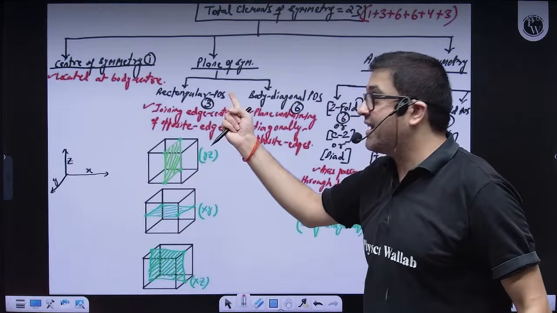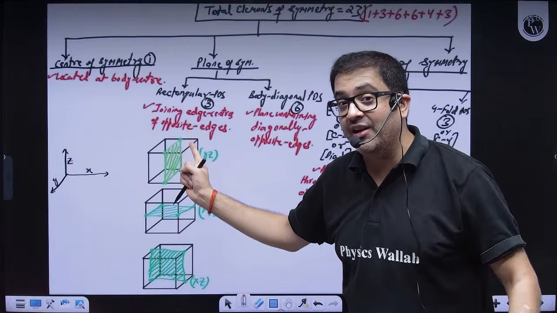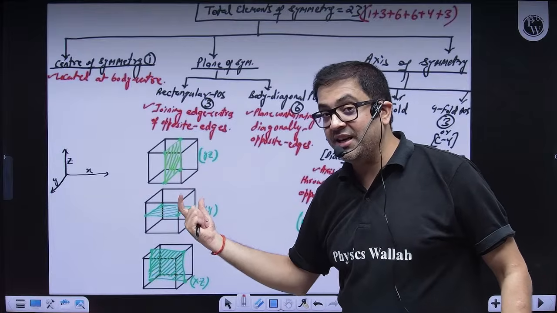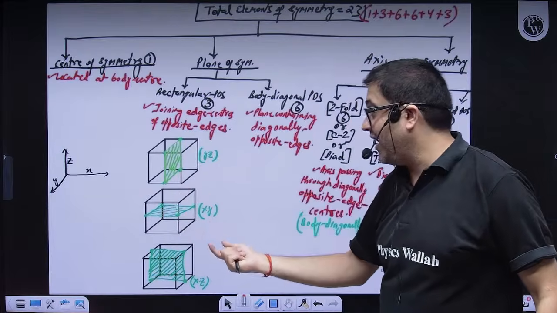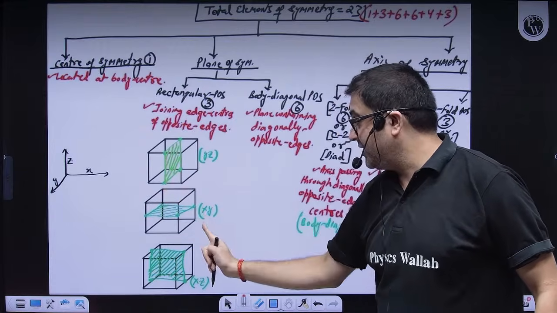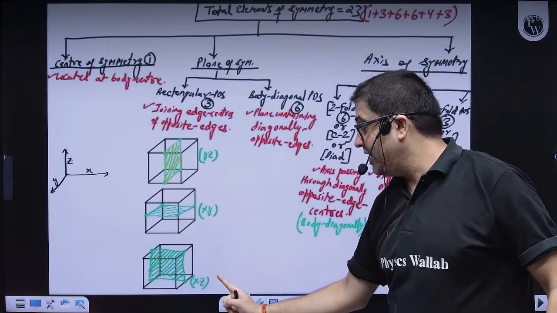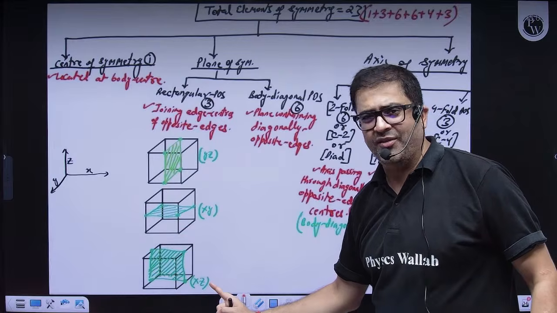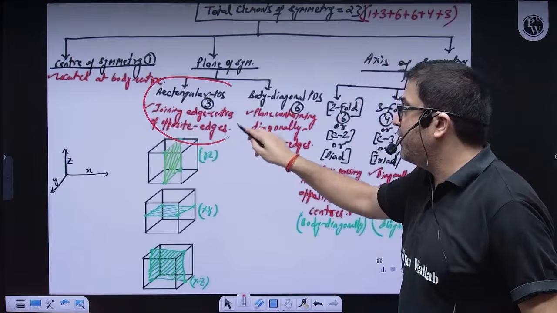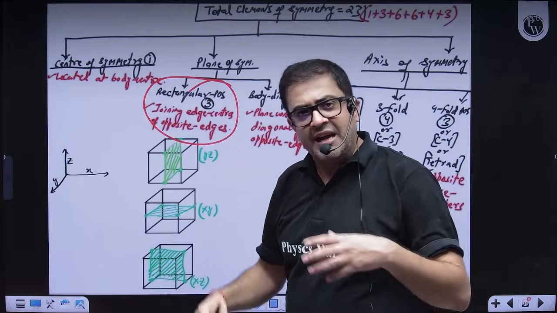What type of plane is it? A rectangular plane. How many rectangular planes of symmetry can a 3D cube have? So 3. This plane is the YZ plane, this plane is the XY plane, and this plane is the XZ plane. So how many rectangular planes of symmetry will you have? 3.